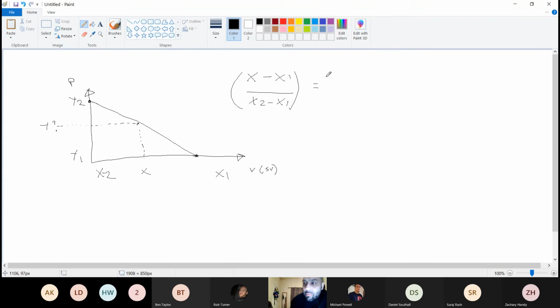Equals y minus y1 over x2 minus. Okay. So I think my x's and y's look exactly the same, don't they? That's one. That's x, these are y's, okay? That's deliberate, that x there, okay?